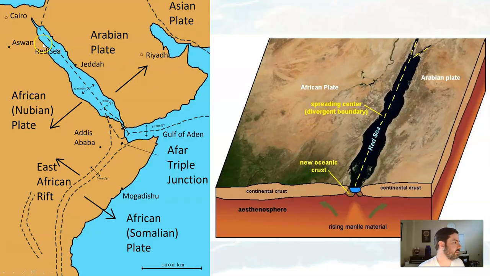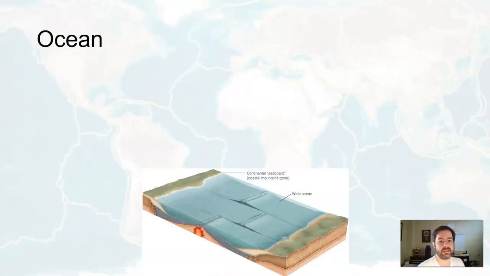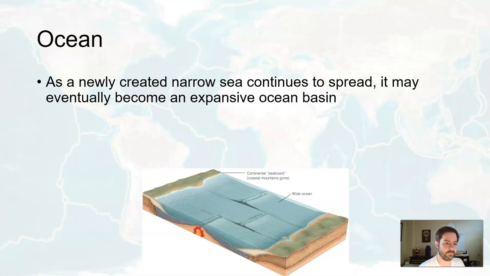Again, the Red Sea here between Saudi Arabia and Egypt is another great example of rifting that's gone far enough that the ocean moved in to create the Red Sea. As that process continues to happen, the ocean can eventually fully creep its way in. So as that narrow sea continues to spread, it may eventually become an expansive ocean basin, like the Atlantic has. It started off with North America and Africa connected, and then as those two rifted apart and traveled further and further apart, here we are today with the Atlantic Ocean.